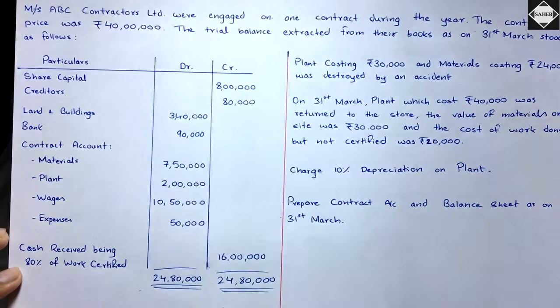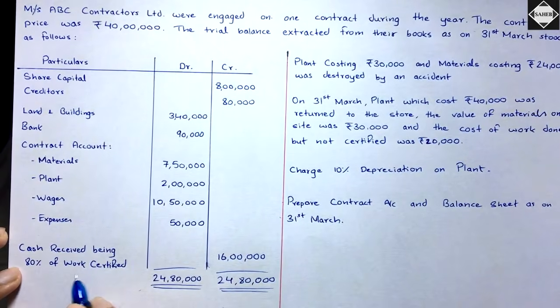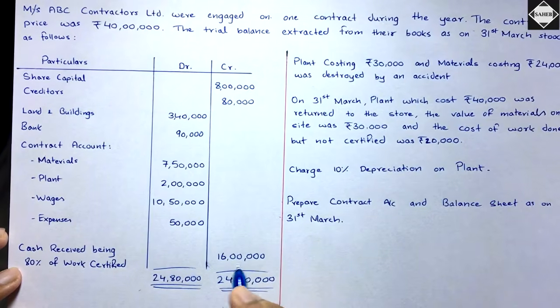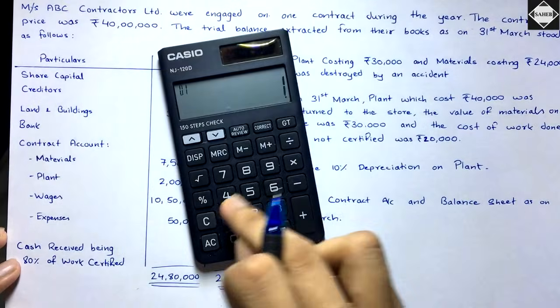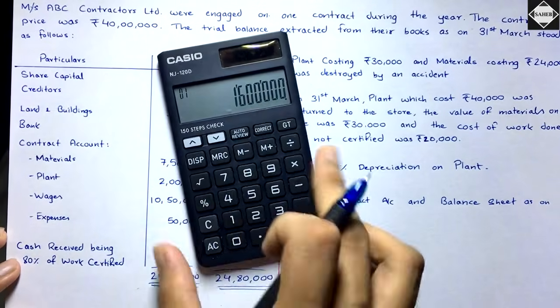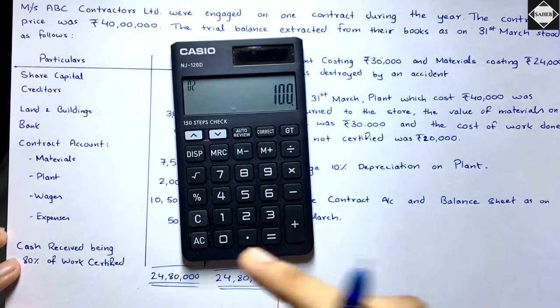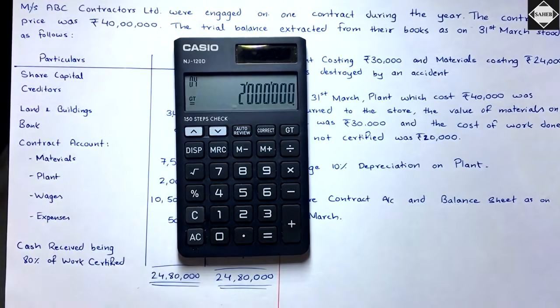You get that. So we have this cash received being 80% of work certified, so we can easily calculate work certified. This is not work certified, this is the money we received. So what we have to do is simple: 16 lakh is the money we received, and this is 80% of work certified. So we need 100%, so 16 lakh into 100 divided by 80, you will get 20 lakh as the work certified. Simple as that.